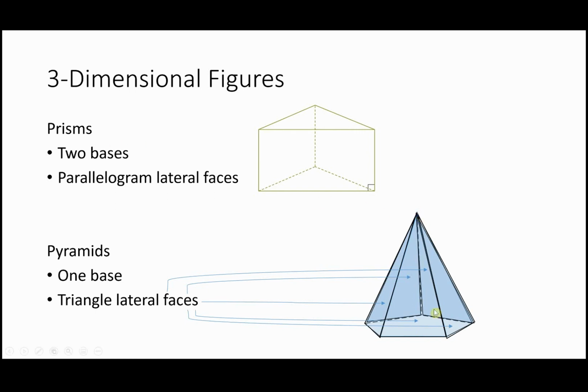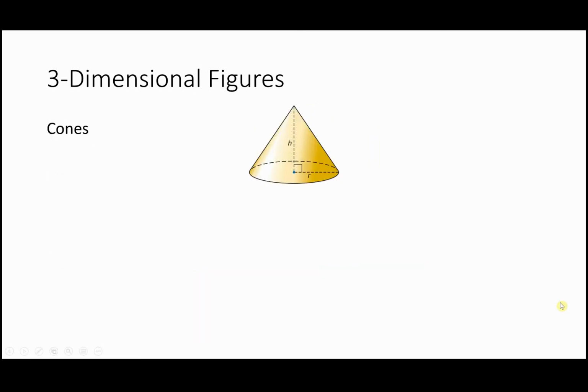And if it is a right pyramid, we'll talk about right versus oblique pyramids and prisms, then the point that it touches at the top will be directly above the center of the base. Anyway, that's something that we'll get into a little bit. The thing you want to note here is that if we're talking about prisms, we have two bases and parallelogram lateral faces, versus a pyramid that has one base and triangular lateral faces.